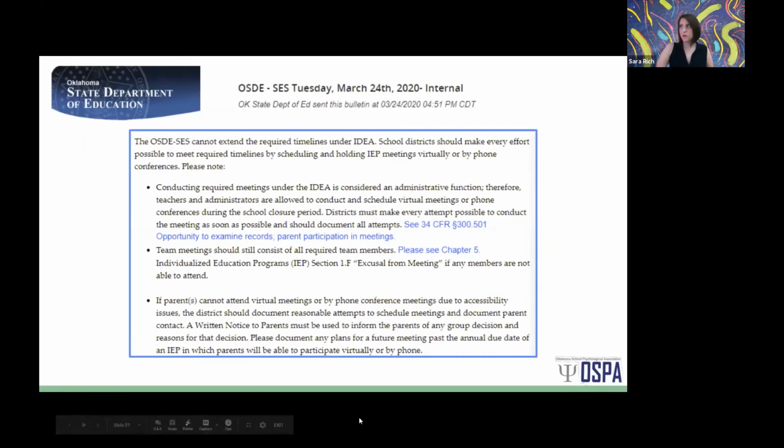Some more information from the Department of Education. They released this as far as conducting required meetings under IDEA, and the fact that it should be conducted through those virtual meetings. So very clearly you need to conduct them. The other thing is making sure that all your team members required to be there are there. And you don't get an excuse for this. We need to be there. And if parents can't attend by phone or virtual due to accessibility issues, the district needs to document those reasonable attempts.